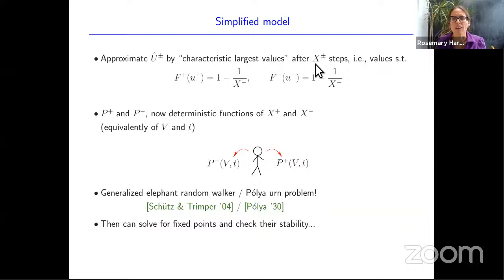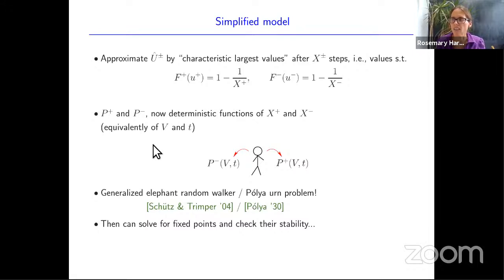You just say, well, if I've made x plus trials of a random variable, what typically will be the largest value of that random variable I see? And you can get those characteristic largest values directly from the CDFs. If you do that, then the probabilities for going right and left are no longer random variables, they're deterministic functions of the number of steps right and left in the past, or equivalently of the velocity and time. So this is now back in the class of a generalized elephant random walker or a Polya-Eggenberger urn problem.